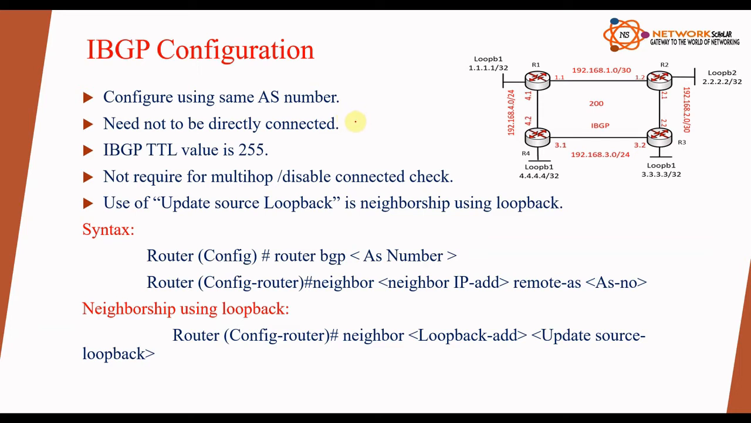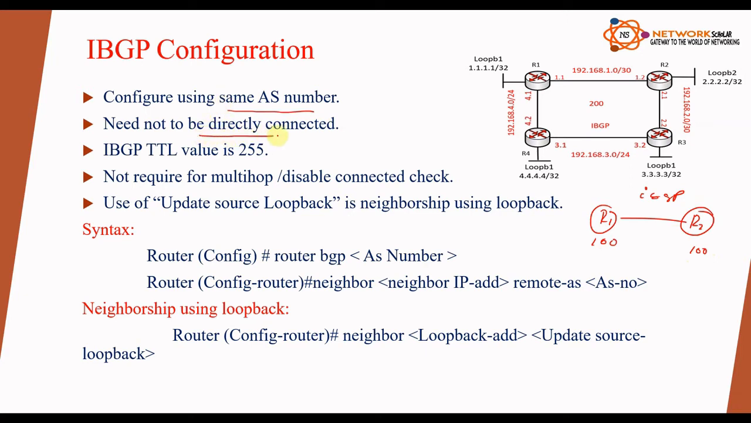Right? So when we configure iBGP, it has to be the same AS number. If you remember, for eBGP, the AS number must be different, but in terms of iBGP, the AS number is the same. Let's say we have router R1 and router R2, and we are configuring iBGP between router 1 and router 2, then the AS number will be the same. Okay.